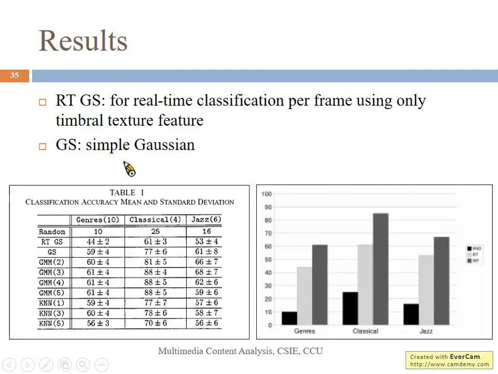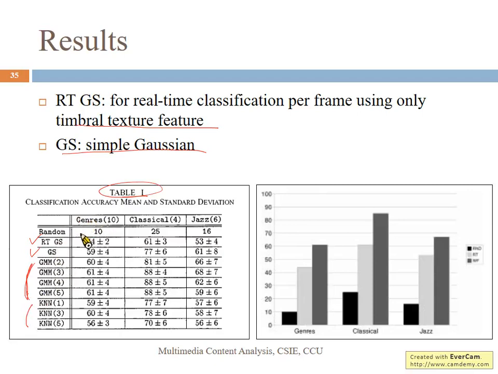Here is the result. Okay, from table one, we compare several classification methods, including the simple Gaussian method, Gaussian mixture model, and RTGS, which is for real-time classification per frame using only timbral texture features. Okay, so RTGS is using just the timbral features. GS is simple Gaussian, GMM is Gaussian mixture model, and KNN is k-nearest neighbor.